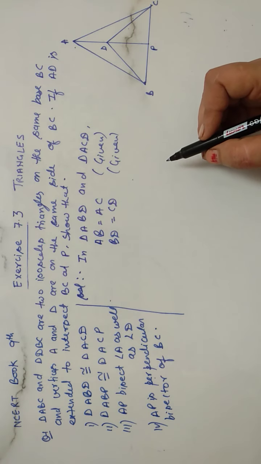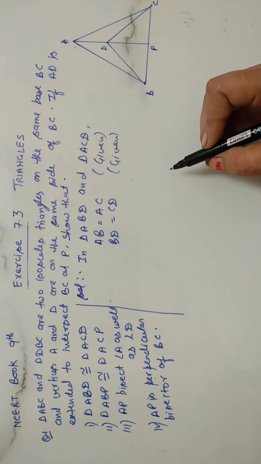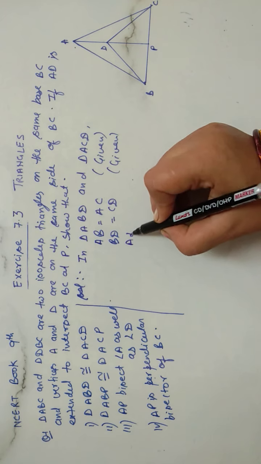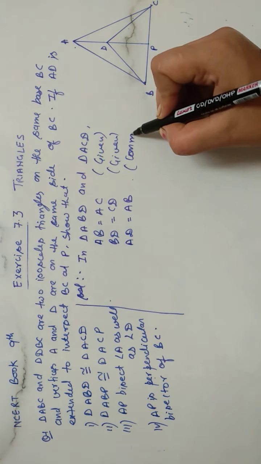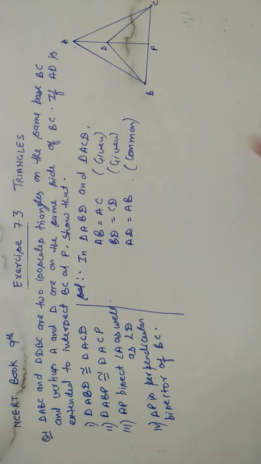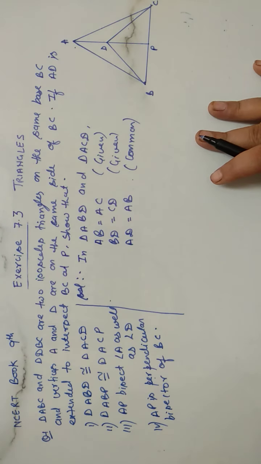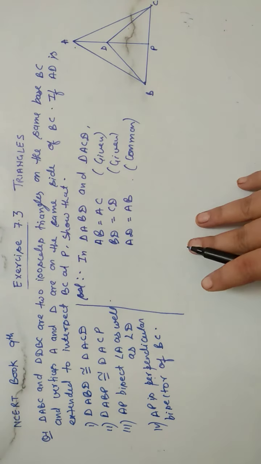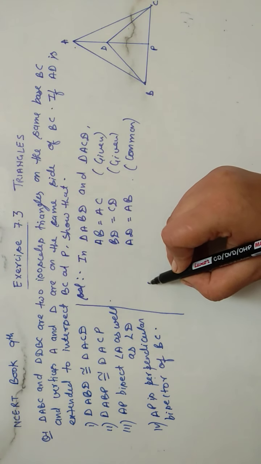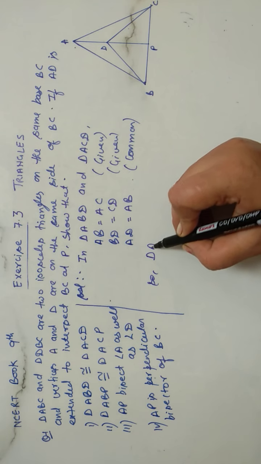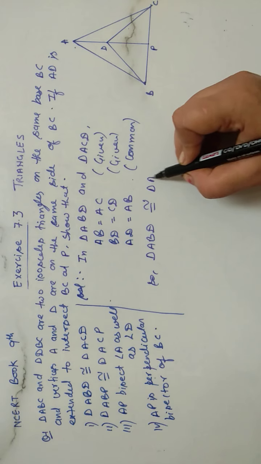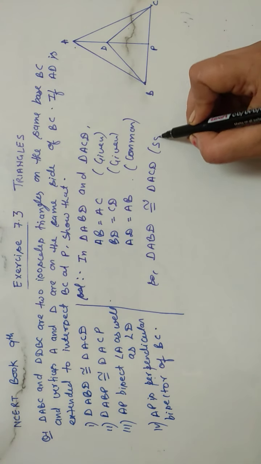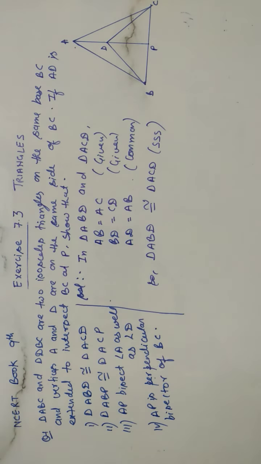Now we will find the third thing. The third thing is AD, which is common in both. So we get these three things. Now what is the criterion of congruence for these two? Triangle ABD is congruent to triangle ACD by the SSS congruence rule.